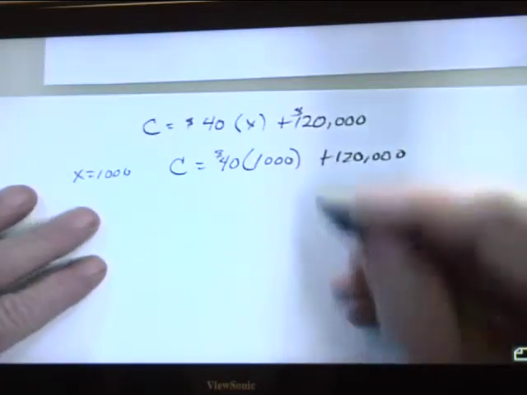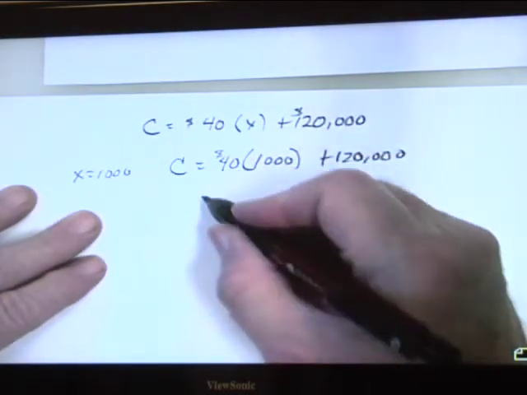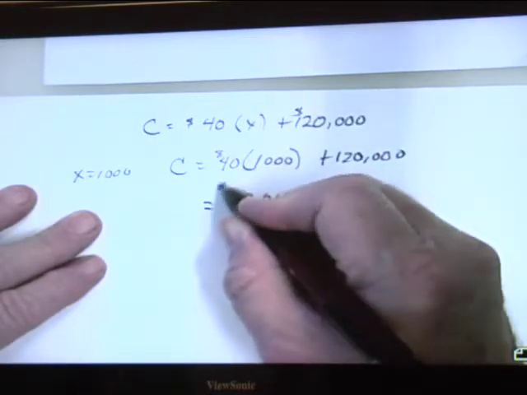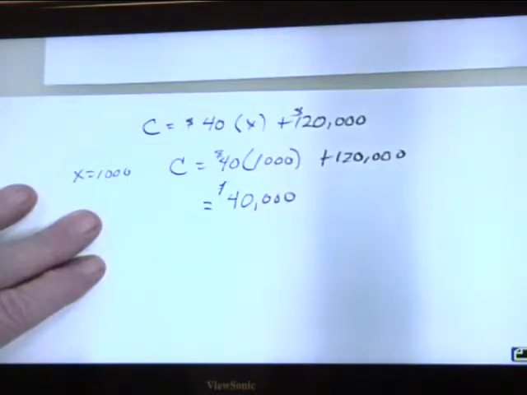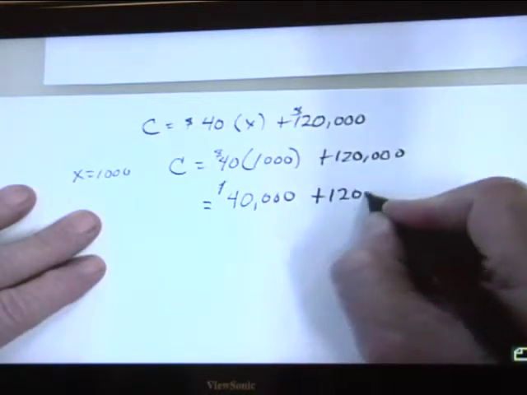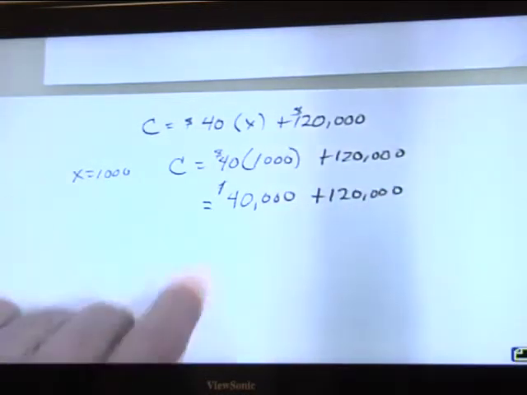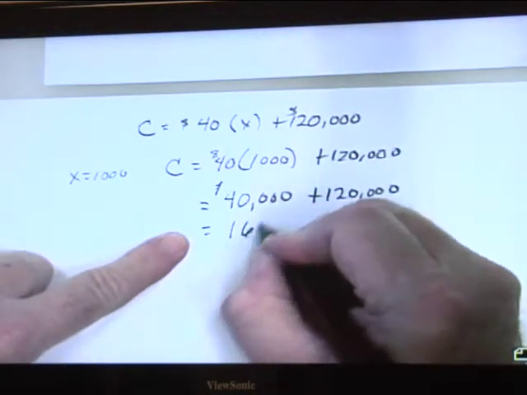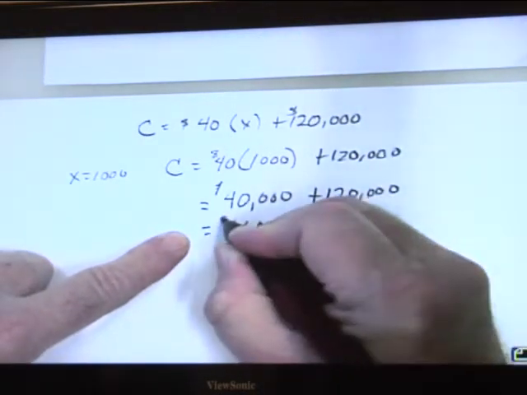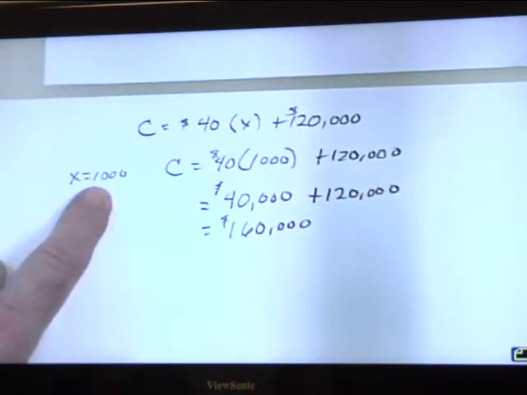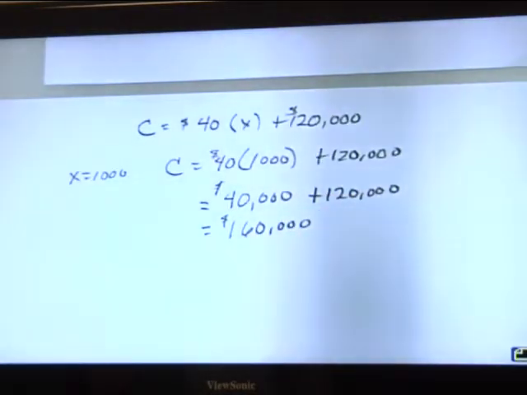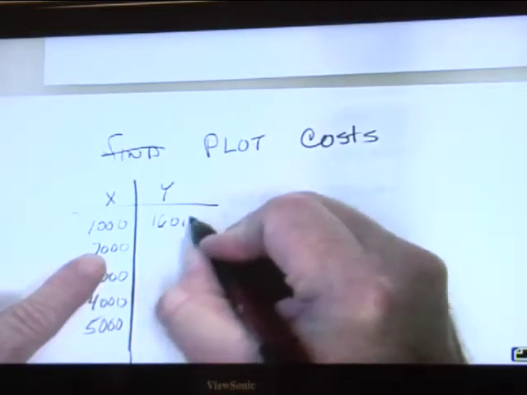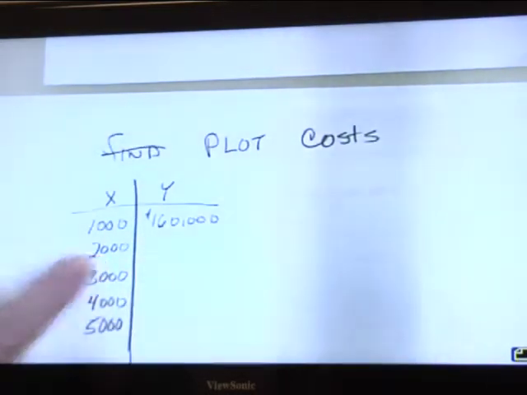40 times 1,000, you can do it on your calculator, is $40,000. Plus 120,000. So 40,000 and 120,000 is $160,000. So when X is 1,000, Y is $160,000.